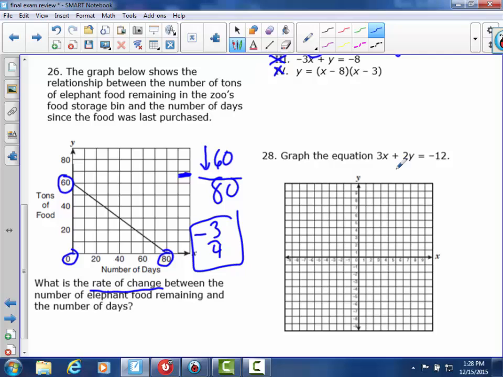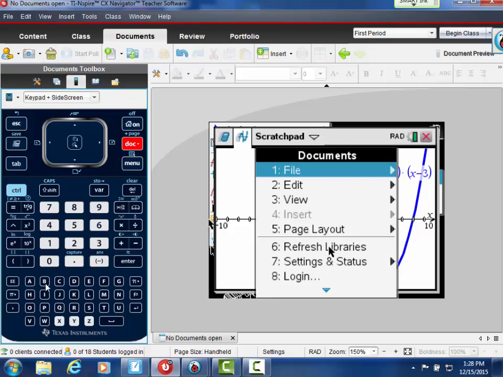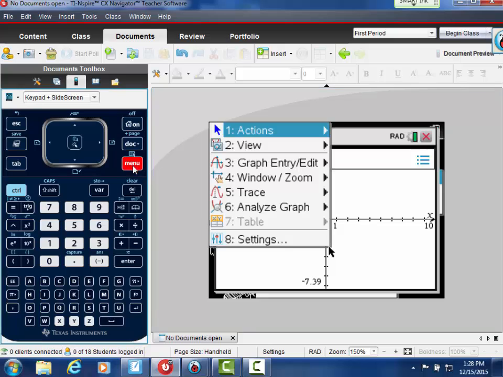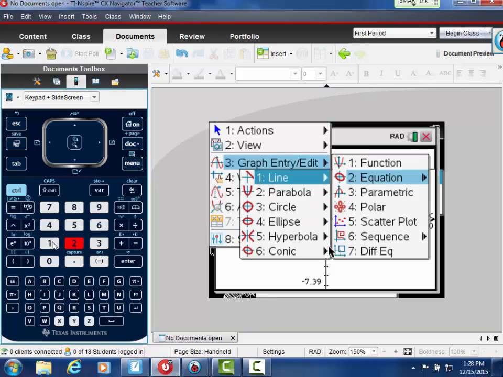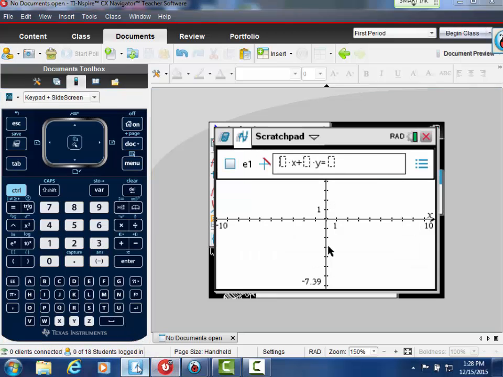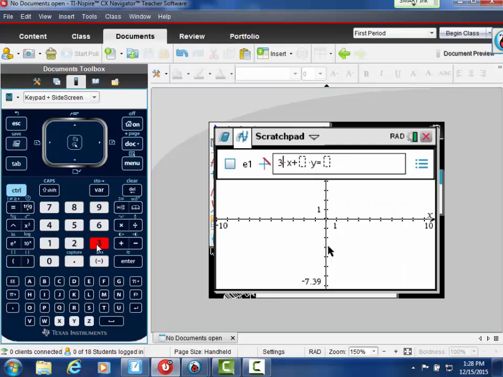Okay, graph the equation. I recommend using your calculator. Okay, we'll do a Doc B to clear out what was in there. Go to graph. We have to change our input because it's in standard form. So menu 3, 2, 1, 3. We look at our equation again, and it was 3x plus 2y equals negative 12. 3, 2, negative 12.